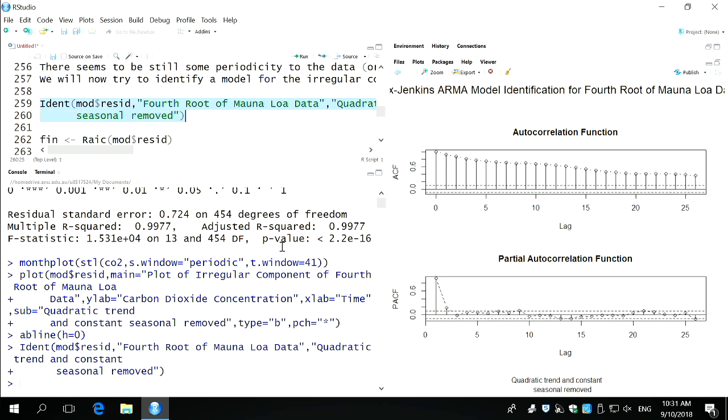All right, where are we? Okay, there's the ACF, there's the PACF. What do we think? What do we think? What's the first thing we think?